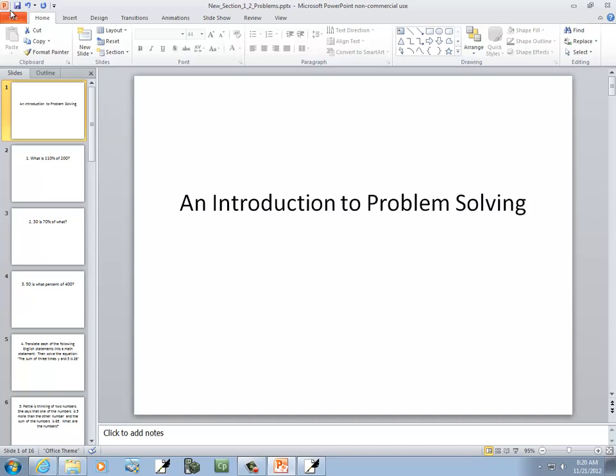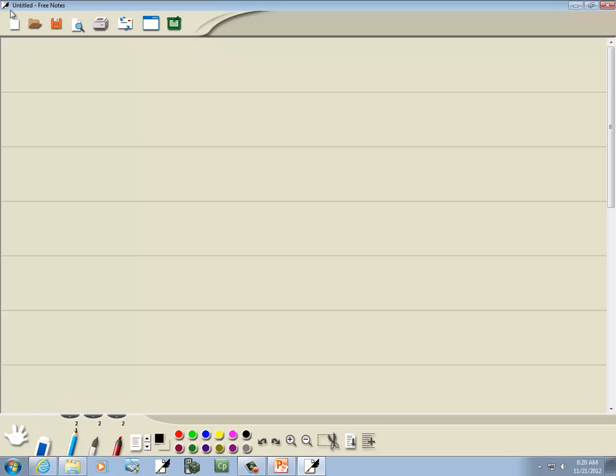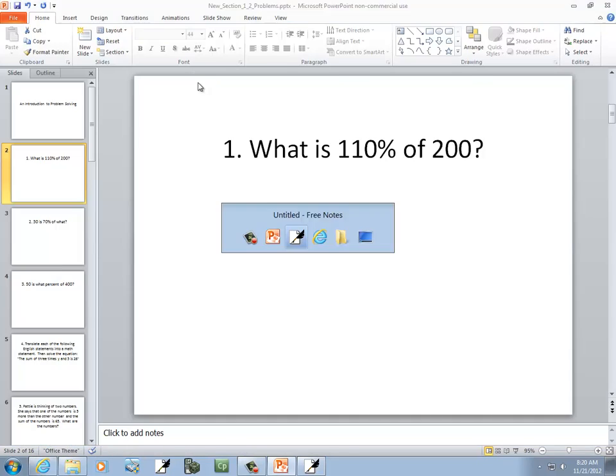Let's take a look at an introduction to problem solving. And let's take a look at our first problem. You're going to find that word problems, some of them have a specific method of solving it, but a lot of them, each one's kind of different, which is why people struggle with word problems. This is a percent problem.